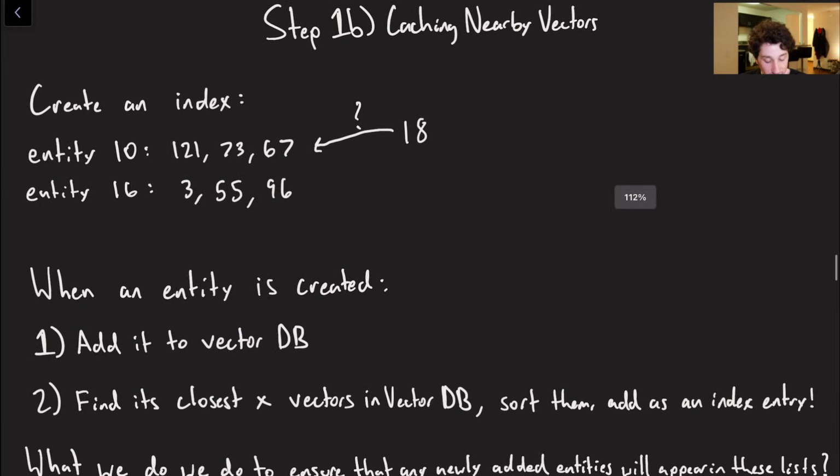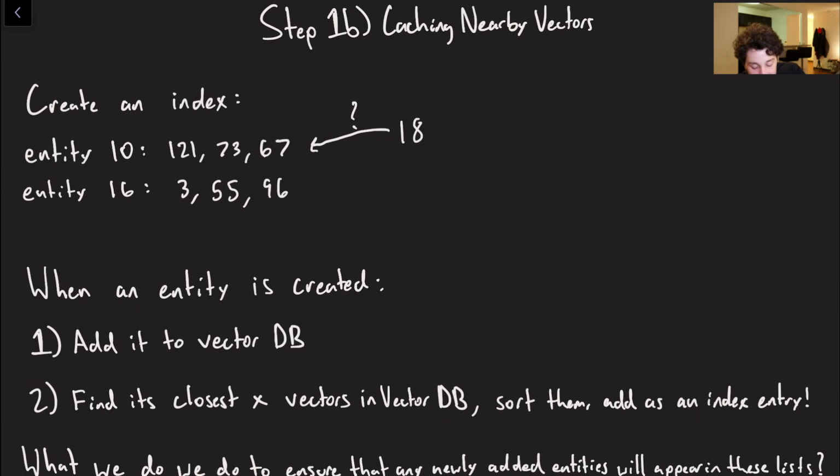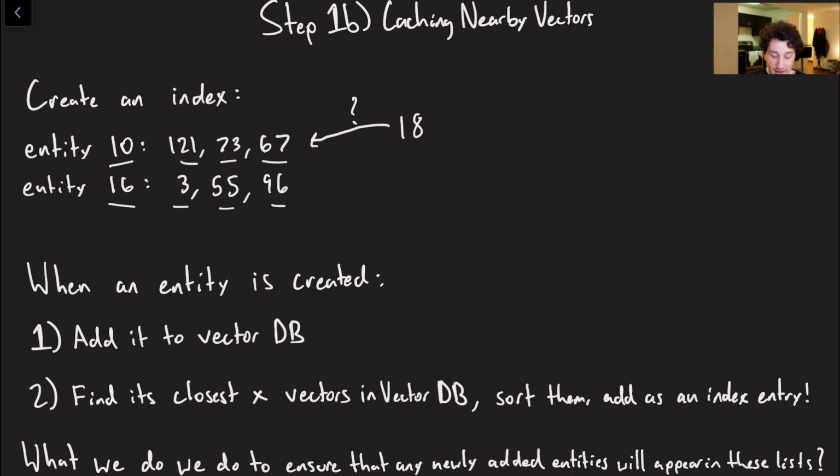Great. So what is this actually going to look like when we cache things? For example, let's say for entity 10, we know that the closest vector is going to be 121, the next closest is 73, or that's the next closest entity, not vector, sorry. And the last closest entity is 67. For entity 16, it goes 3, 55, and 96.